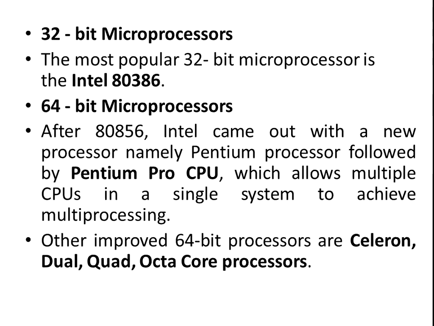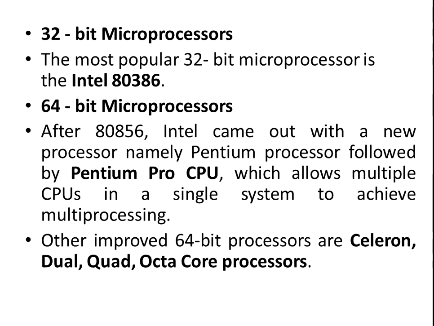And coming to the 5th generation, after 80586, Intel came out with processors like the Pentium Pro, which allows multiple CPUs in a single system to achieve multiprocessing. Intel introduced Intel Core 2 in 2006. It was a 64-bit processor. All the operations are performed in 64 bits.